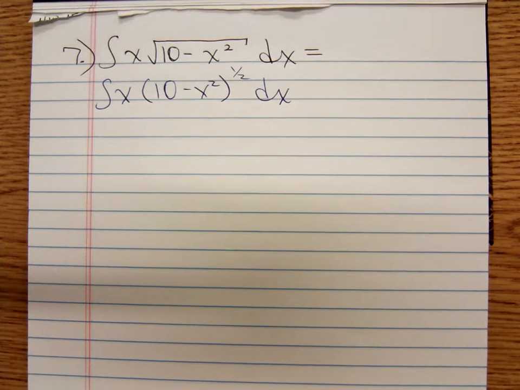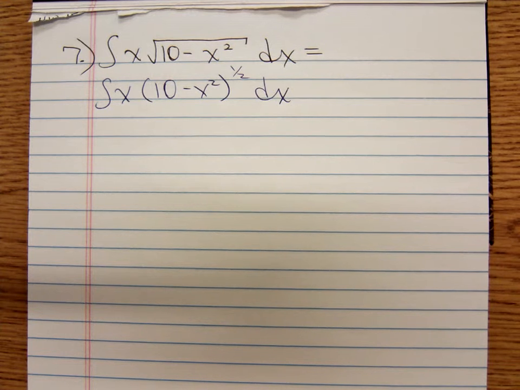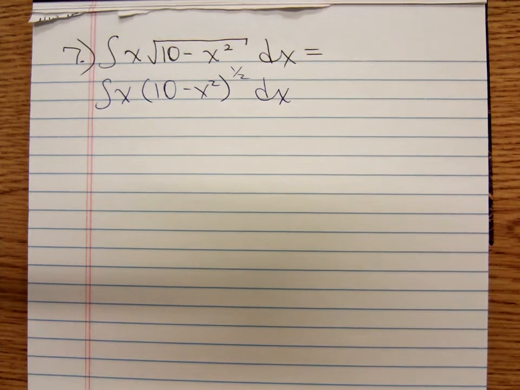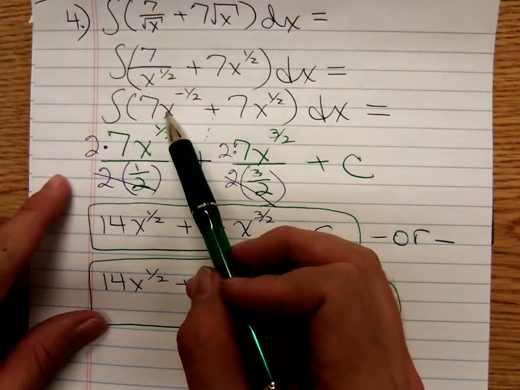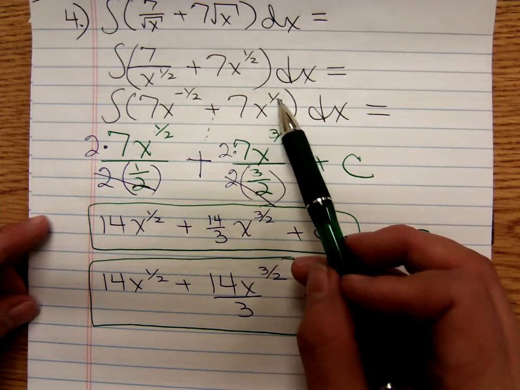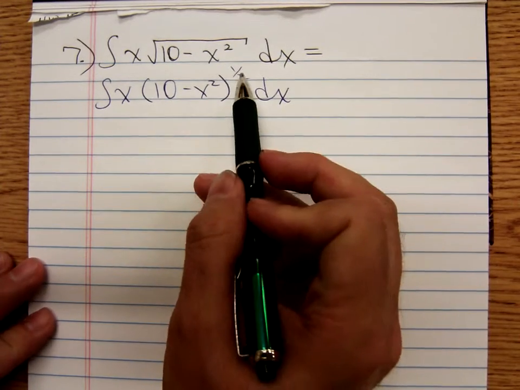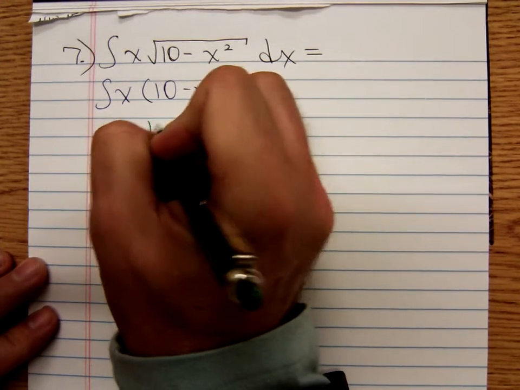That's my suggestion. I have 2 suggestions for these things. If it's an e, let u equal the exponent. If it's a quantity raised to a power, by quantity I mean anything other than just a single letter. If it's a single letter to a power, look at number 4. When it's just a letter to a power, we didn't need a u-substitution. Letter to a power, no u-substitution. Here, the thing being raised to the 1/2 power is a quantity, 10 minus x squared. So I'll let u equal 10 minus x squared.